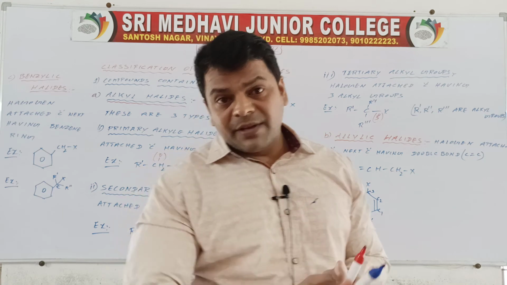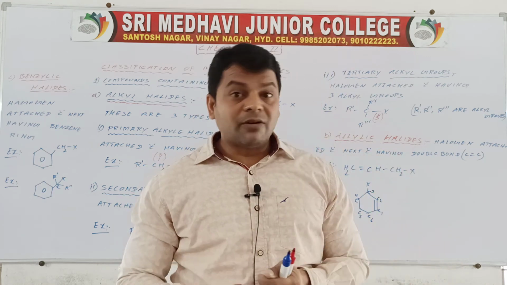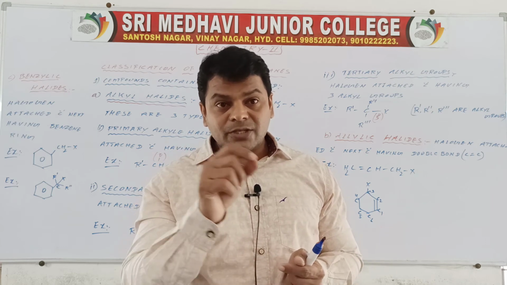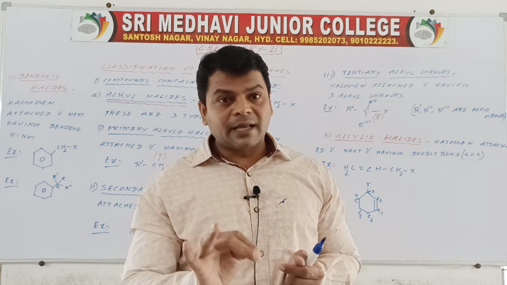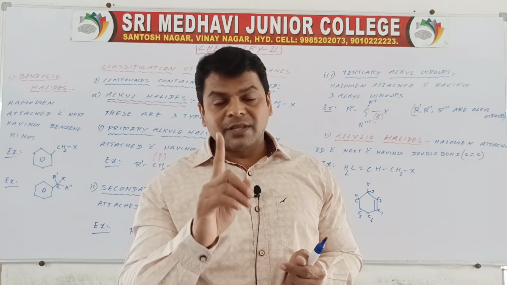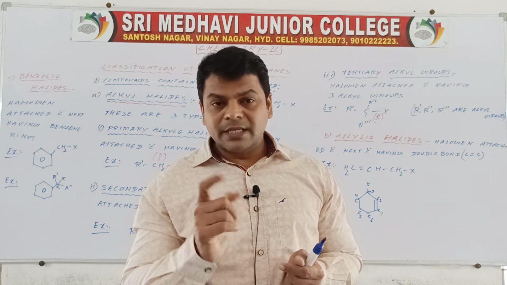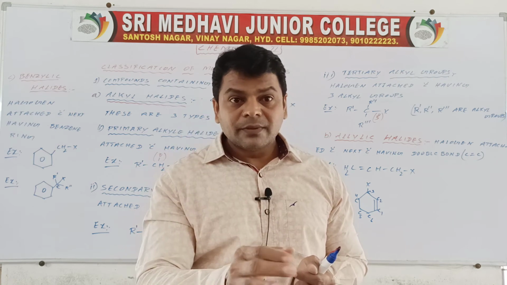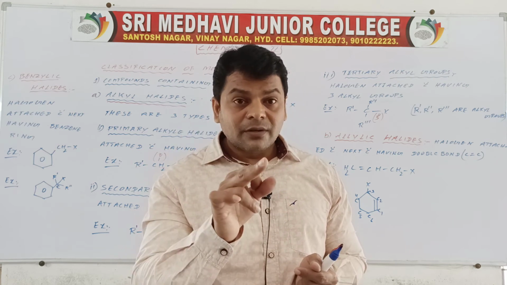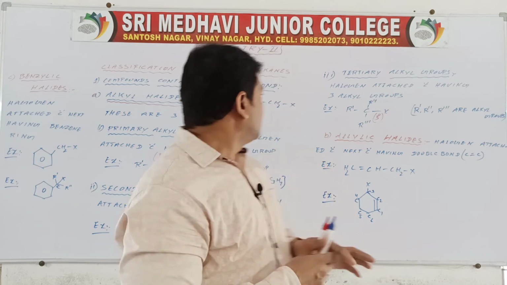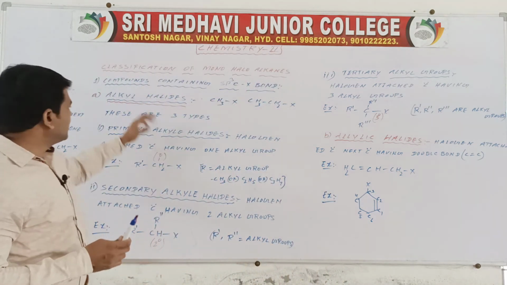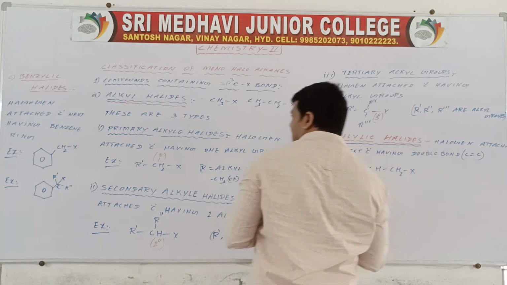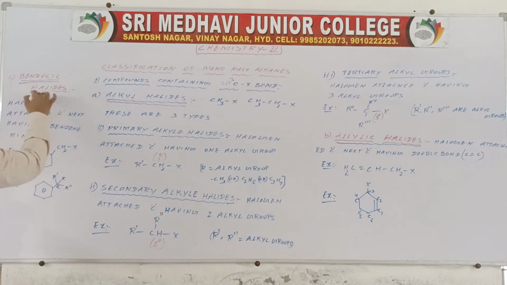See students, in the previous class we discussed classification of haloalkanes and classification of haloarenes. Haloalkanes, based on the halogens attached to the carbon atom, are of three types: mono, di, tri. Mono haloalkanes means the alkane is attached to one halogen. Mono haloalkanes are further classified into three types by the nature of hybridization of the carbon atom. The first is the sp3 C-X bond, meaning alkyl halides, next allylic halides, next benzylic halides.